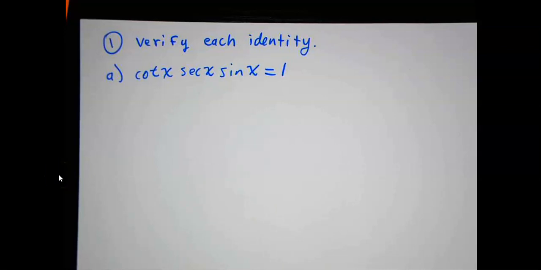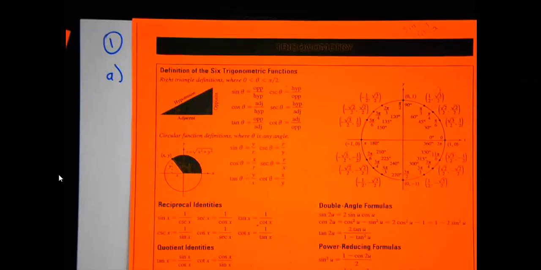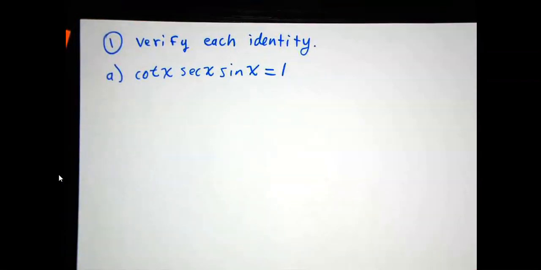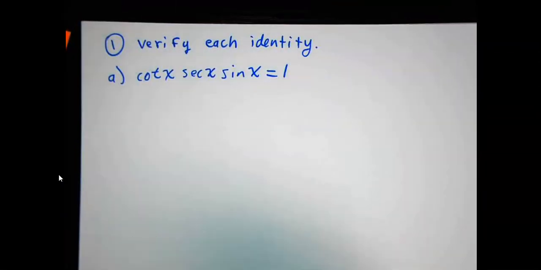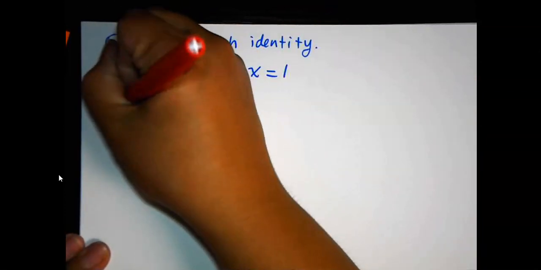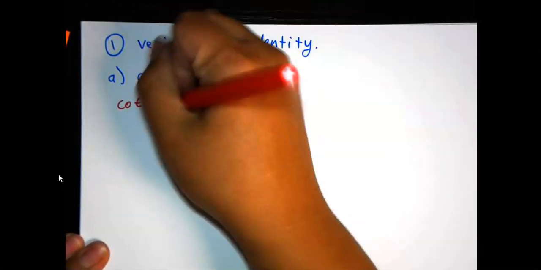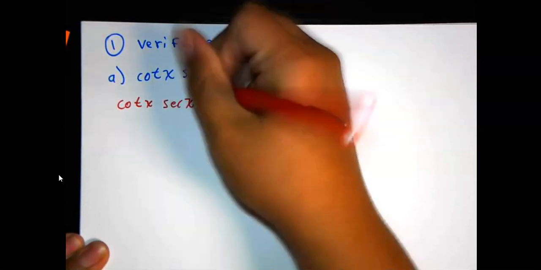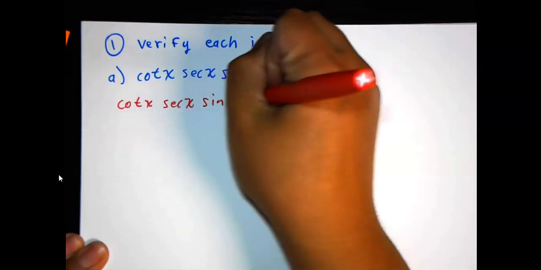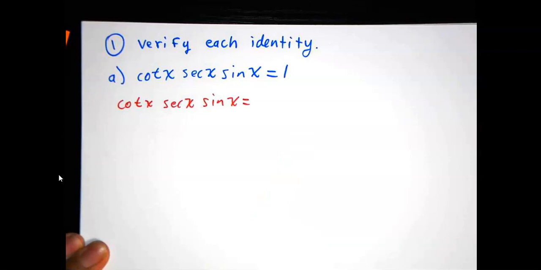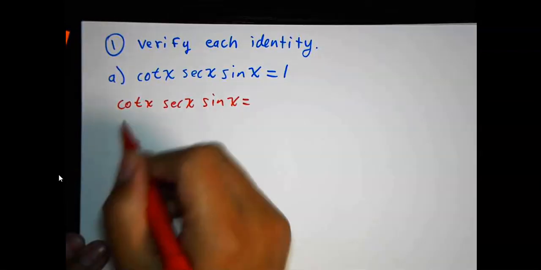Okay, number one in the review, it says to verify each of the identities. We are going to be using our formulas from our orange paper. And so first you write the most complicated side. So I'm going to rewrite cotangent of x times secant of x times sine of x. Then I'm going to rewrite everything in terms of sine and cosine.